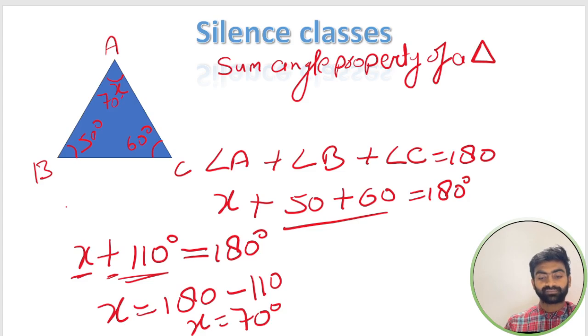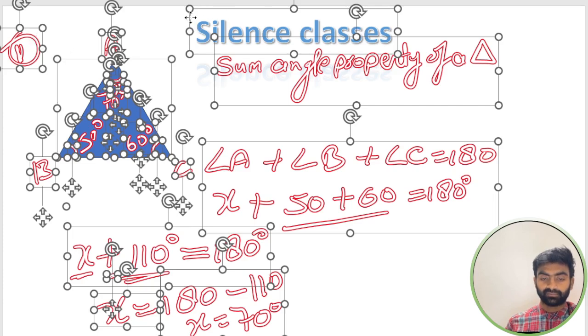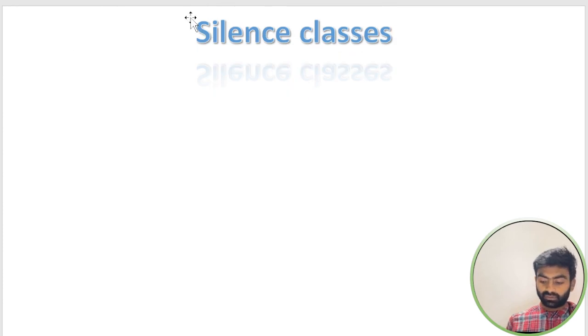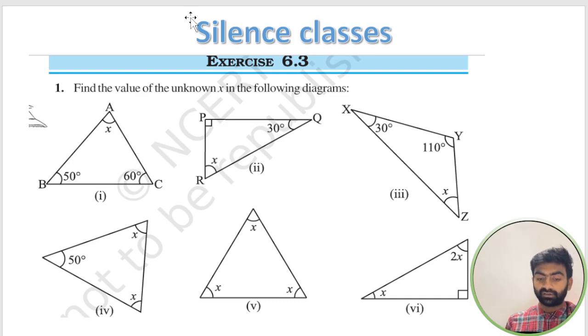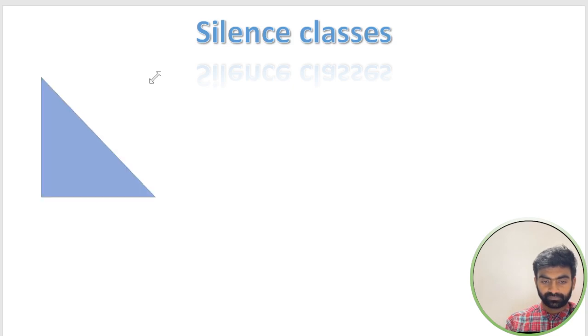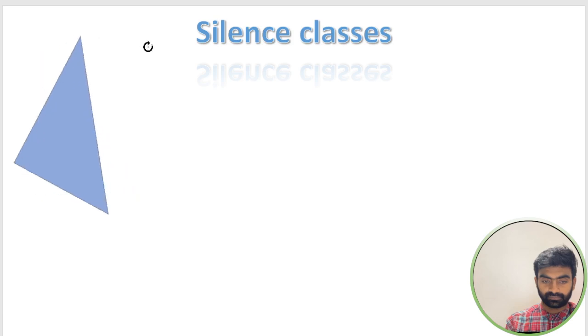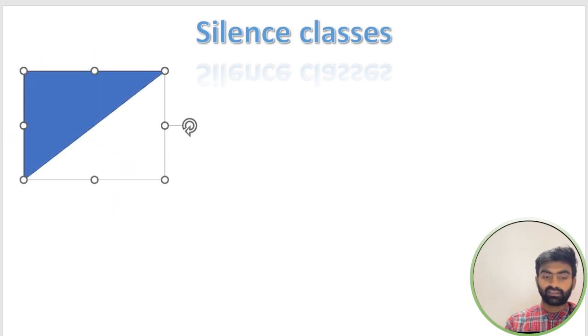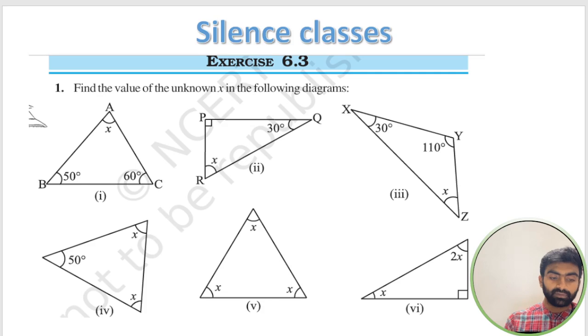You can take a screenshot of it. This is question number 1. Now let's do question number 2. In question number 2, you can check this line is a right angle, this means this is a right angle triangle. So I will draw a right angle triangle like this over here. Like this is the diagram.